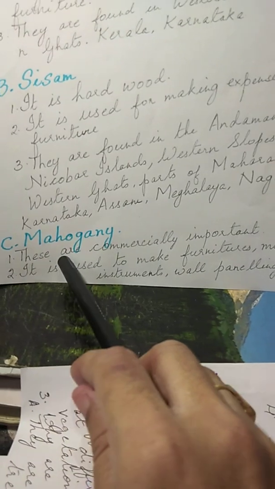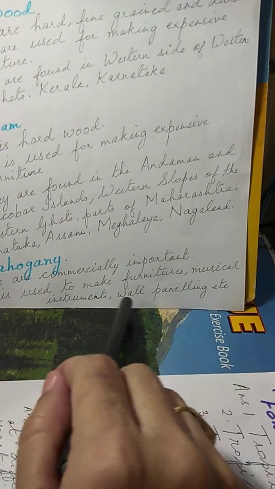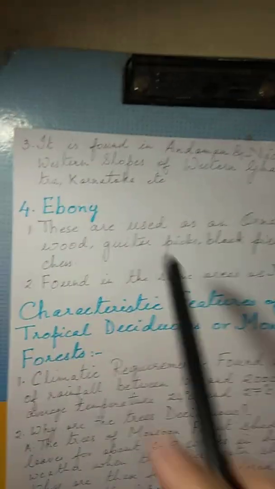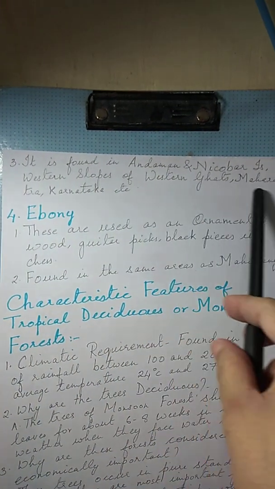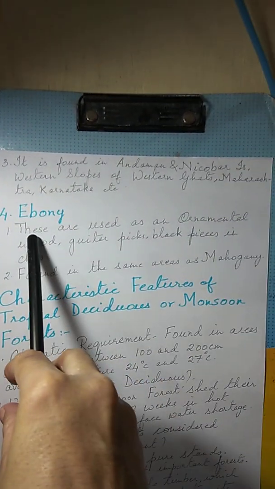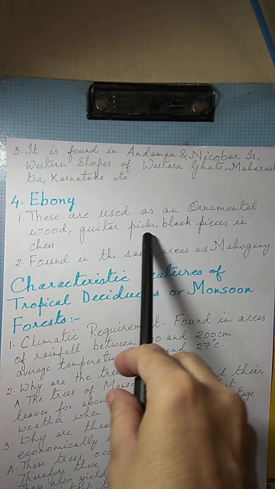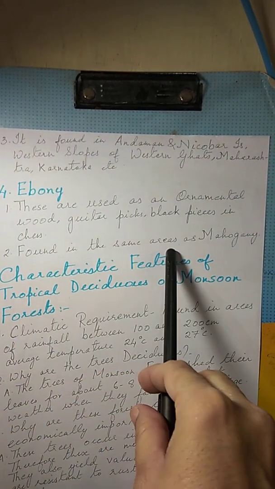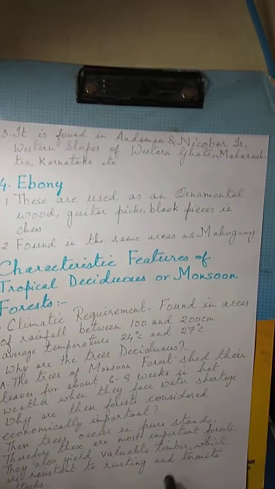The next one is mahogany. These are commercially important. It is used to make furniture, musical instruments, wall paneling, etc. And where is it found? It is found in Andaman and Nicobar Islands, western slopes of Western Ghats, Maharashtra, Karnataka, etc. Now the next species is ebony. Ebony is used as ornamental wood, guitar picks, black pieces in chess, and they are found in the same areas and same states where mahogany is found.